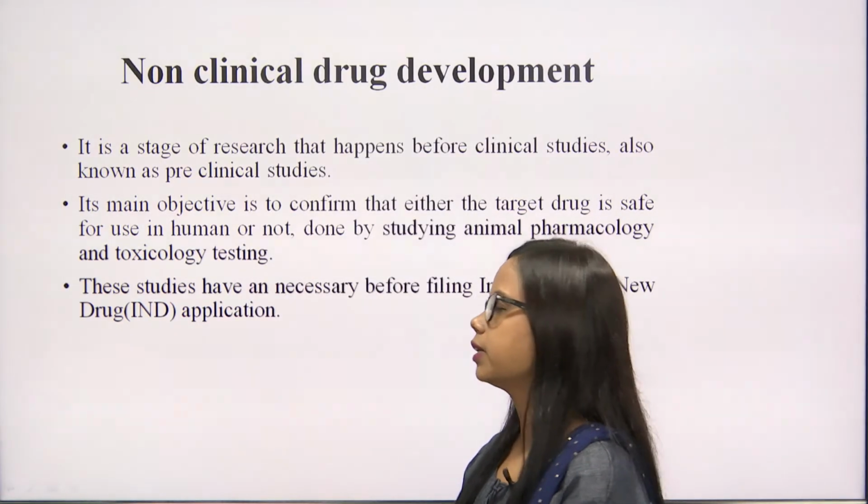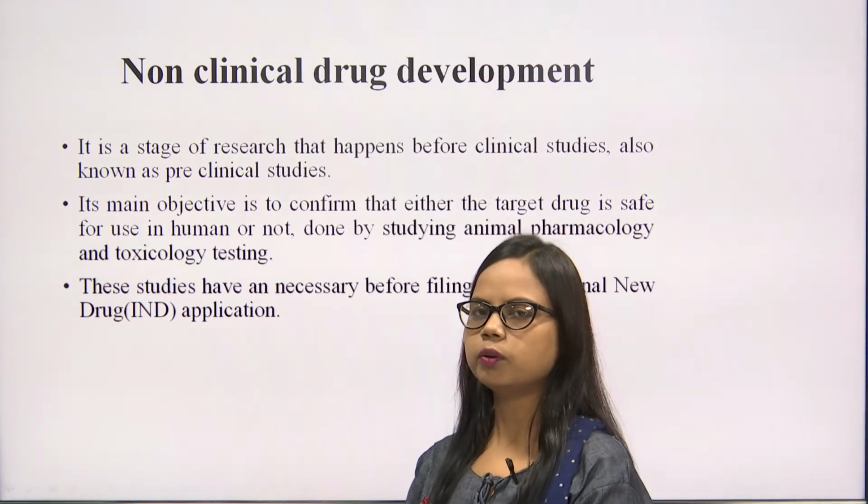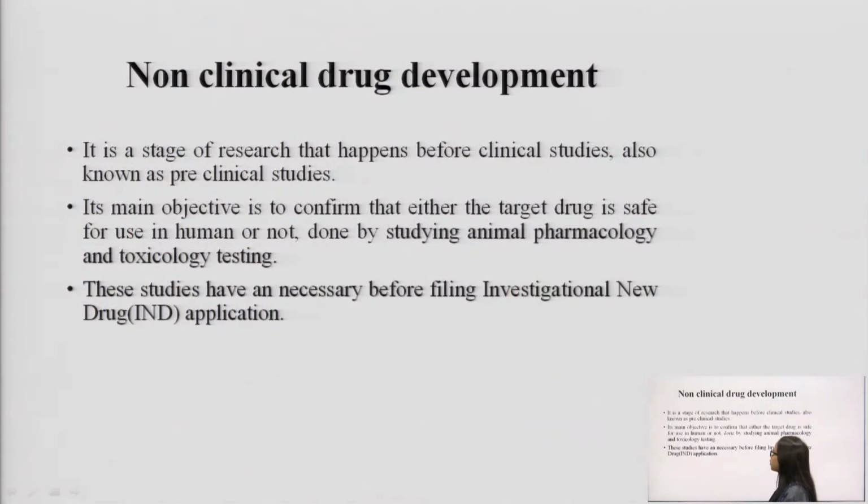Next is non-clinical drug development. What do you mean by non-clinical drug development? It is a stage of research that happens before clinical studies, also known as preclinical studies. First of all, what are clinical studies? When we do clinical trials on humans, this is called clinical studies. And what are preclinical studies? The studies we do before conducting clinical trials on humans are known as preclinical studies or non-clinical drug development.